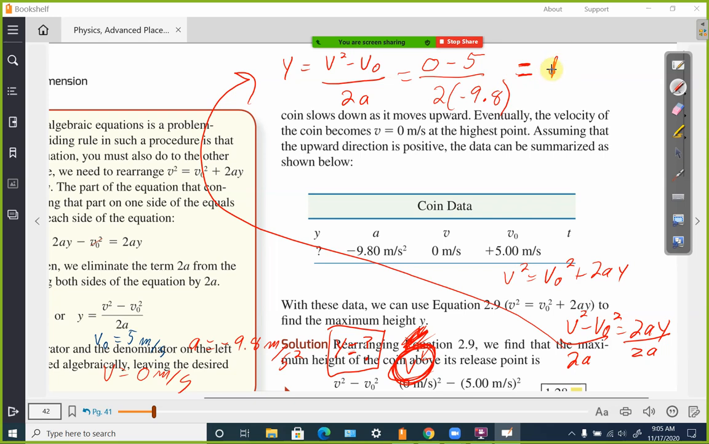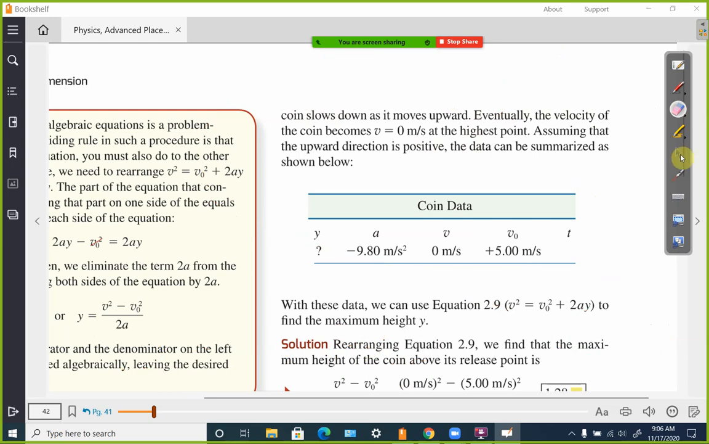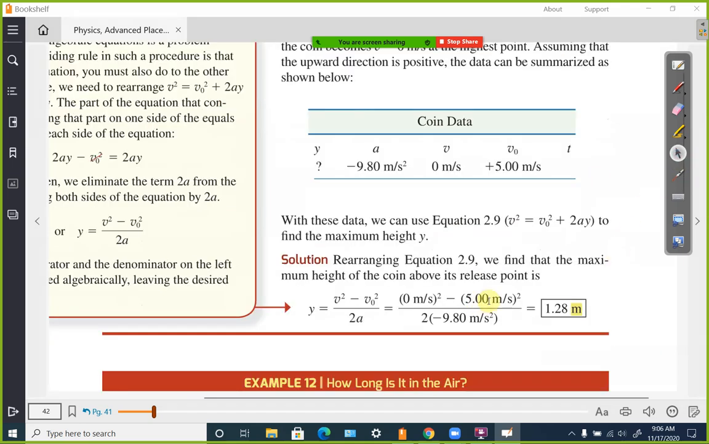It's going to be positive, and that really only makes sense because we said that the coin was getting flipped up to the top, so y would have to be positive. And if we do out this calculation, which I'm going to erase all my stuff now, so we can actually see what the book did, they do the same thing. Look, 0 squared minus 5 divided by 2 times negative 9.8, and they come out with 1.28 meters.